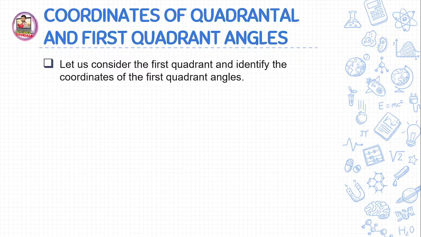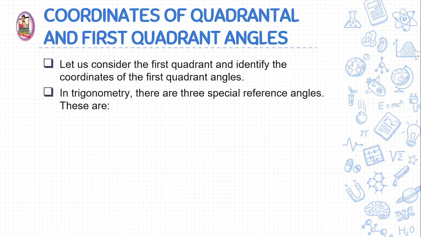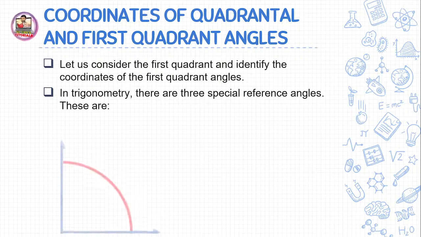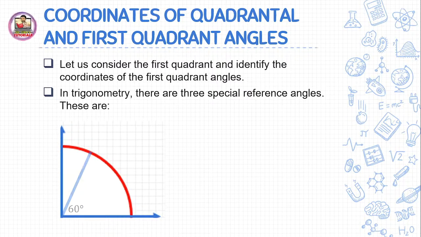Let us consider the first quadrant and identify the coordinates of the first quadrant angles. So first quadrant lang muna ang focus natin kasi mamaya when we talk about reference angles, malalaman natin na pwede nating maging basis yung mga coordinates doon sa mga first quadrant angles natin. Maiiba lang yung kanyang sign, depende kung saang quadrant ba sila nakalagay. In trigonometry, there are three special reference angles. These are 60 degrees, 45 degrees, and 30 degrees.